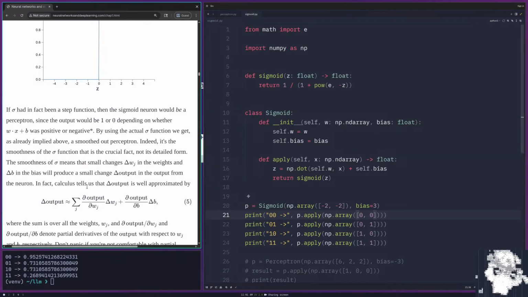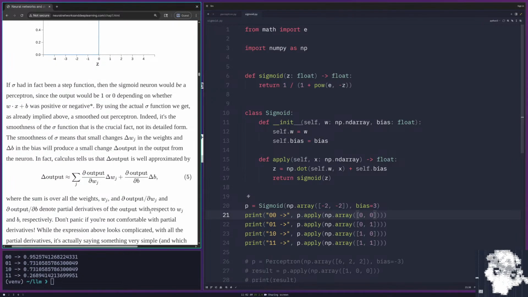output from the neuron. In fact, calculus tells us that delta output is well approximated by delta output is approximately equal to the sum over j of the derivative of output with respect to wj times delta wj, plus the derivative of output with respect to b times delta b, where the sum is over all the weights wj, and del output over del wj and del output over del b denote partial derivatives of the output with respect to wj and b respectively. Don't panic if you're not comfortable with partial derivatives.